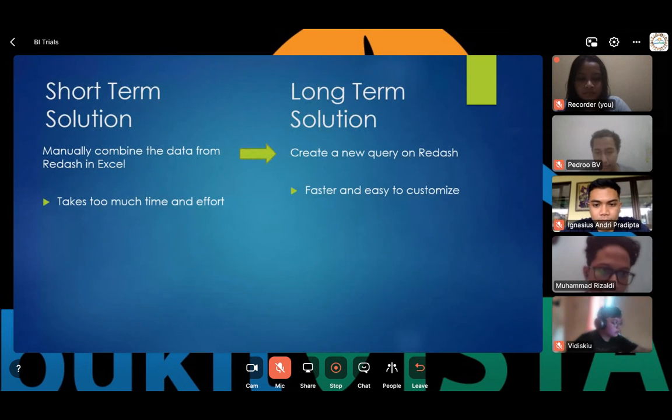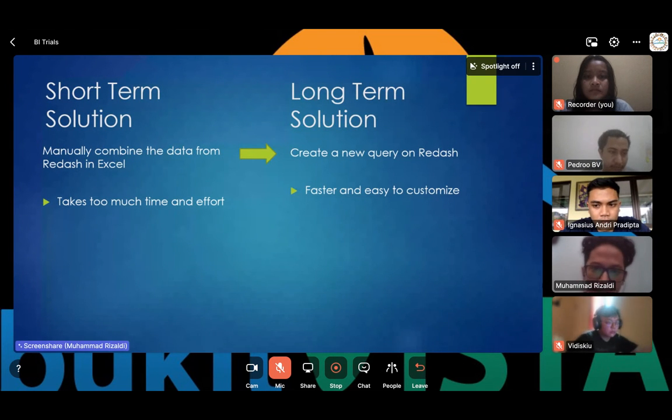And what I do is a short-term solution where I manually combine the data from Redash in Excel. It takes too much time and effort. And the long-term solution is to create a new query on Redash because it's faster and easy to customize.